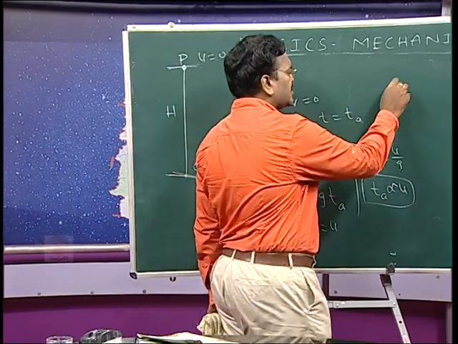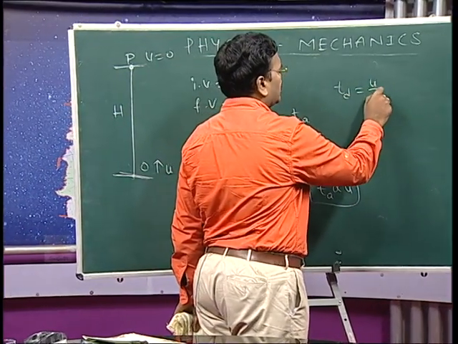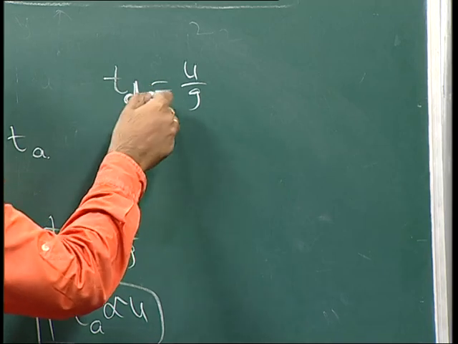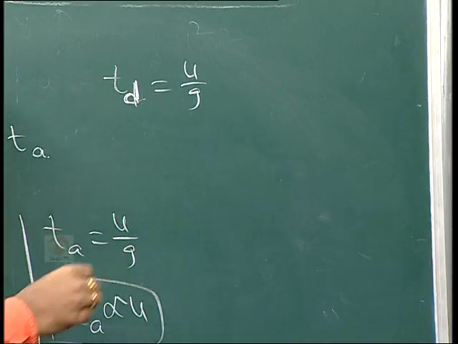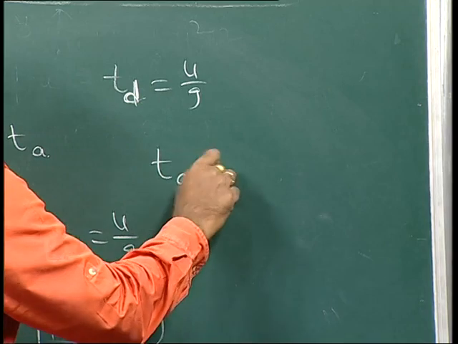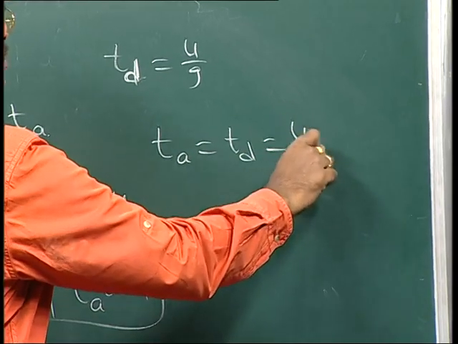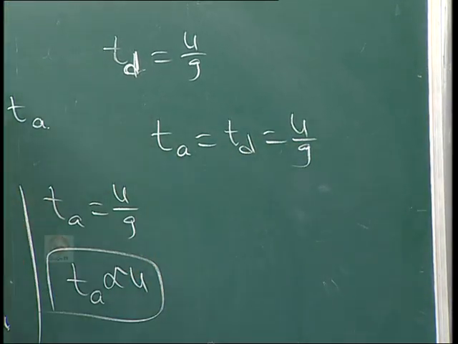So, time of descent is also equal to u by g. Time of ascent is u by g, time of descent also u by g. So, for a vertically projected body, time of ascent is equal to time of descent, which is U by g.